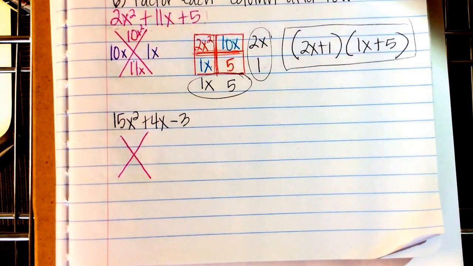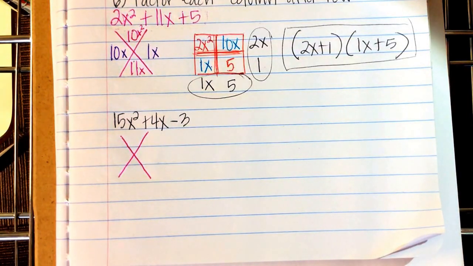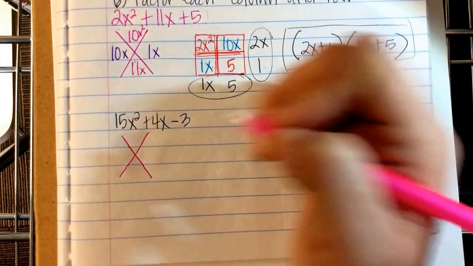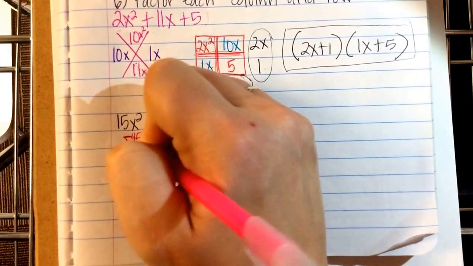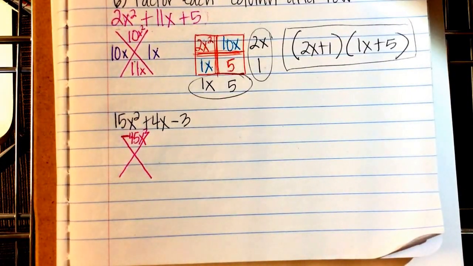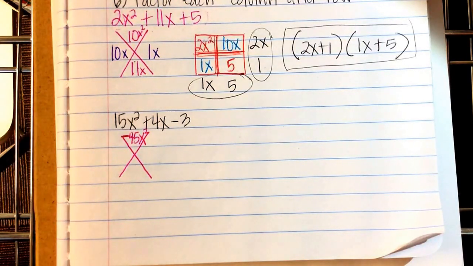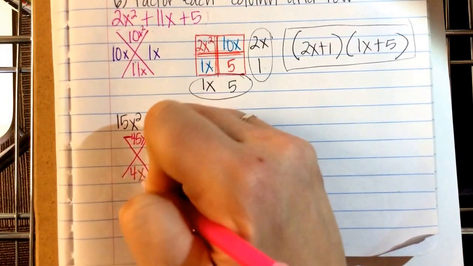What value am I going to put in the top of my X? A times C, which is, Sam, what's 15 times negative 3? Negative 45x squared. What's going to go in the bottom? B, which is 4x. All right.